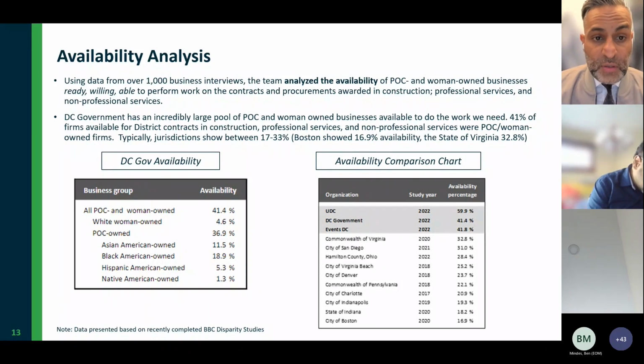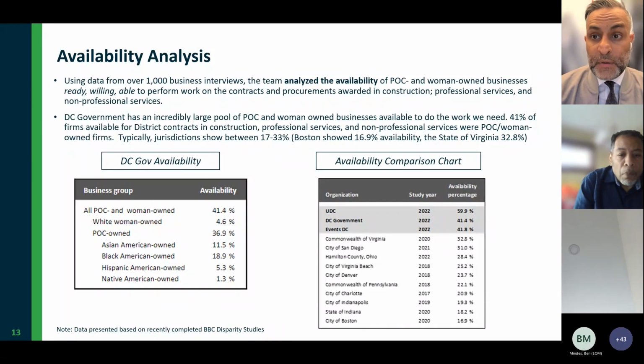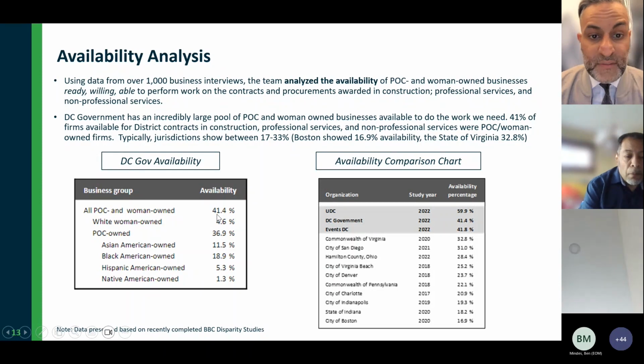And what that analysis showed is that based on the availability of POC and woman-owned businesses in the marketplace, we would expect 41.4% of DC government's dollars to go to those businesses. And that availability is led by Black American-owned businesses, which accounted for 18.9% of that 41.4% figure. Asian American-owned businesses accounted for 11.5% of those dollars, and then white woman-owned businesses and Hispanic American-owned businesses. Hispanic American-owned businesses accounted for 5.3% of those dollars, and white woman-owned businesses accounted for 4.6% of those dollars.